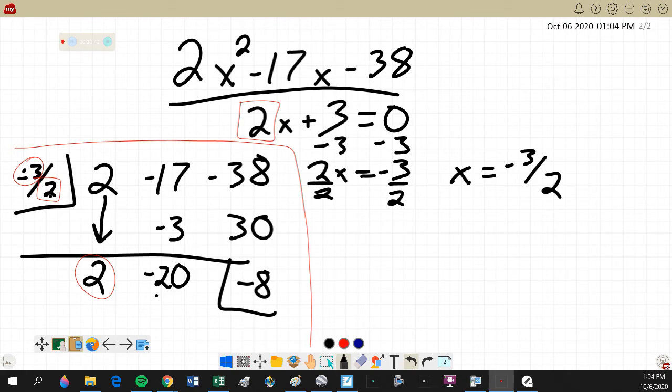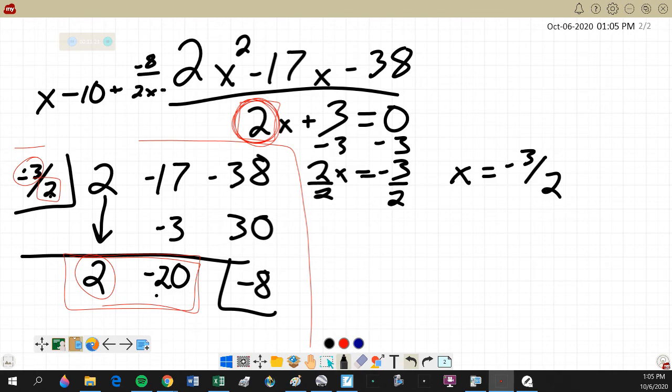Now, here's where people make the mistake. Because this is a 2, these two numbers are 2 times bigger than they're supposed to be. So I need to divide them both by 2. And notice I didn't touch the remainder. The 2 does not affect the remainder, which is weird, but it does affect the equation. So instead of 2x minus 20, I have to cut those in half, and I do x minus 10 plus negative 8 over 2x plus 3.